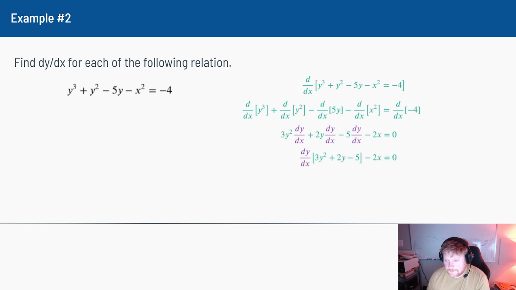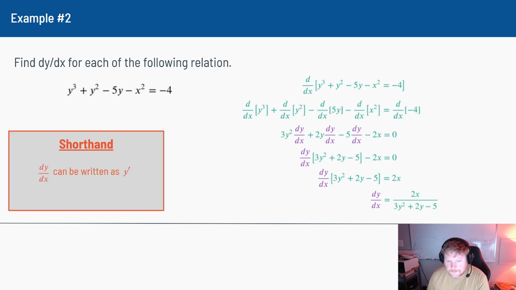Now it's just a matter of using some algebra to isolate that dy dx. All right, there we go. And from this point on, you'll notice that writing dy dx can get tiresome. So a lot of times, instead of writing dy dx, we'll just write y prime. It's sort of a shorthand for when we're differentiating implicitly, to just write y prime as the dy dx that pops out as a result of the chain rule.